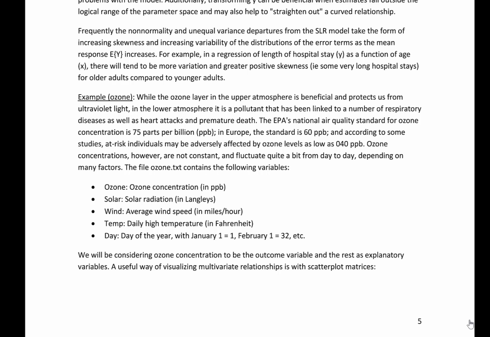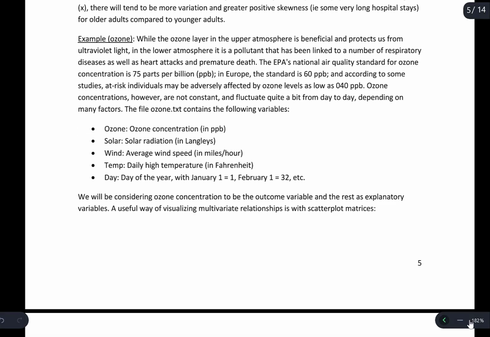We typically think of younger adults, if we're going to think of how long they're going to be in the hospital, they're probably going to bounce back a lot quicker than an older adult in the hospital. So in those older adults, you're going to see a lot more variability compared to younger adults, so you get heteroscedasticity, and then you might also have some non-normality problems there in terms of your errors. So let's look at a different example.